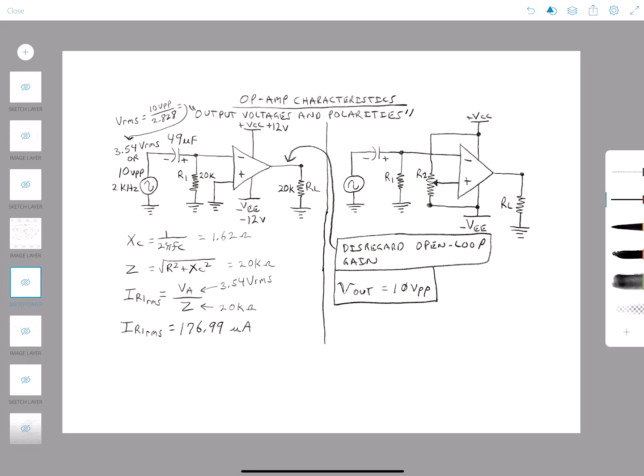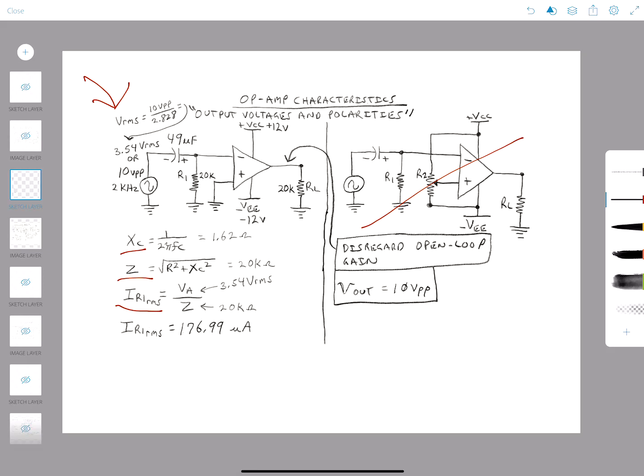moving along. Okay, so here we have a little bit different scenario. We're not going to worry about this one right now, but let's look at this one. In this circuit, we're going to be looking to find X of C, find Z, and then find the total current for R1.